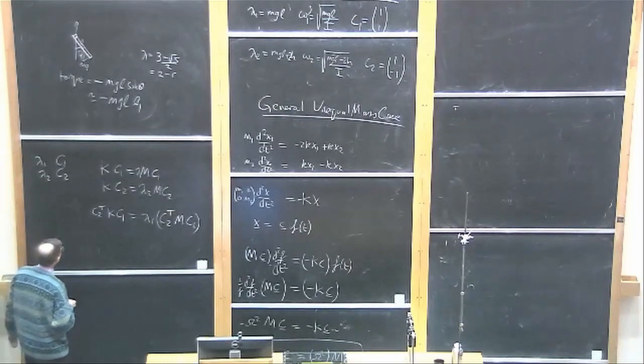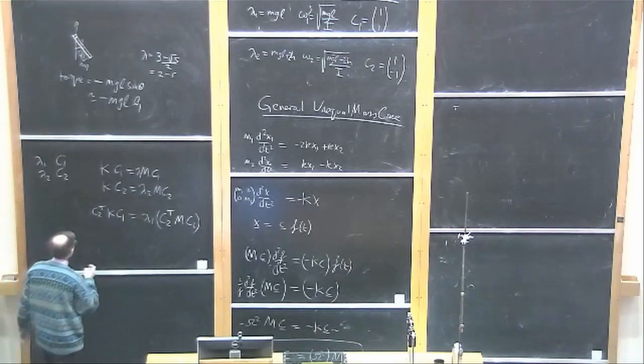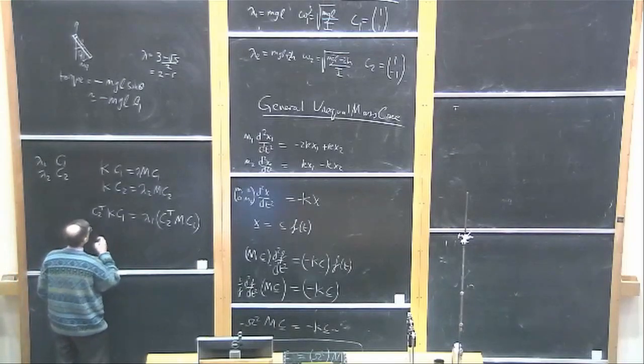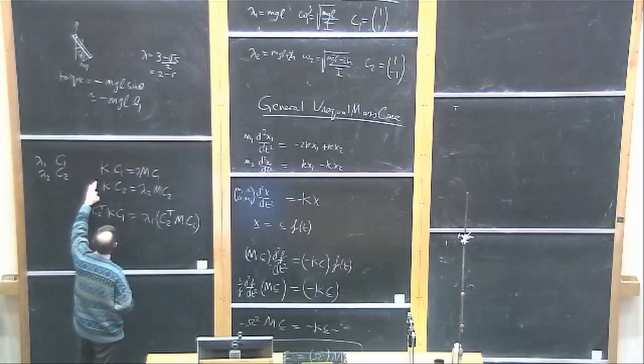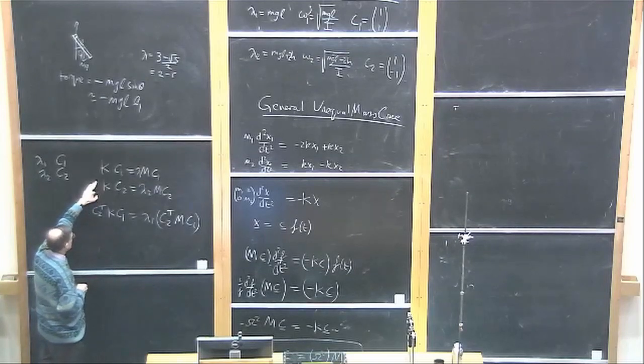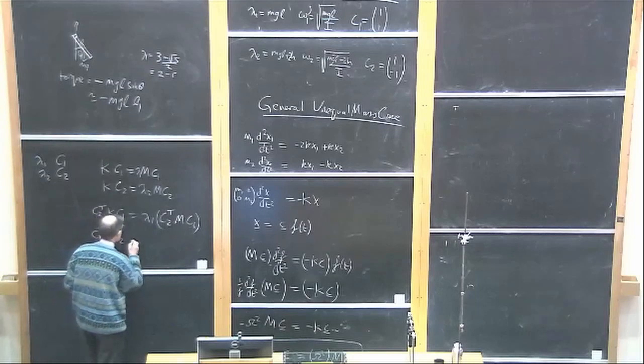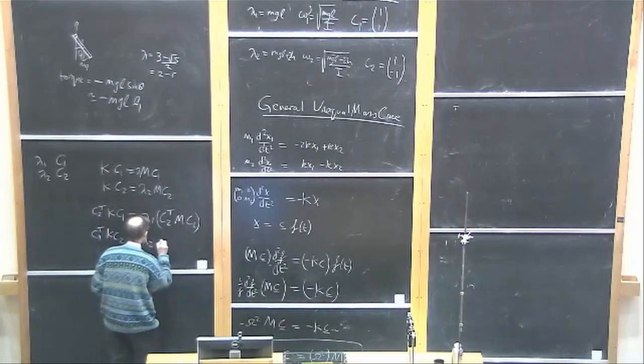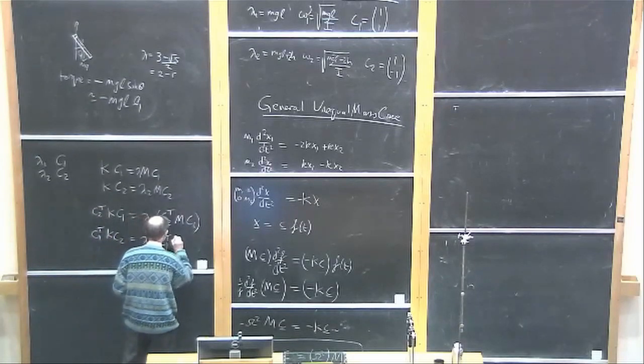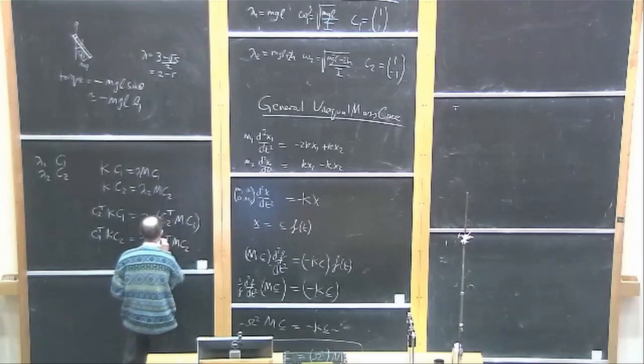Let's look at another way of doing that. Let's multiply this one by C1 transpose, and then take the transpose of the whole equation. So that will give me C1 transpose k C2 is lambda 2 C1 transpose m C2.